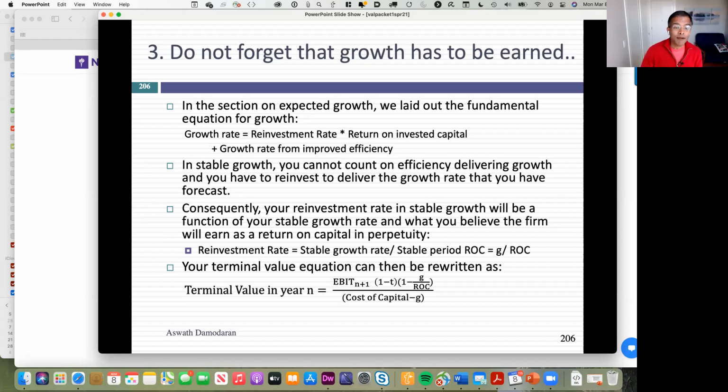There you go. And if I have a 20% return on capital, how will you reward me? I'll get the same growth rate with a 10% reinvestment rate. This is how you can reward companies in terminal values, by letting them reinvest less to deliver the same growth rate.